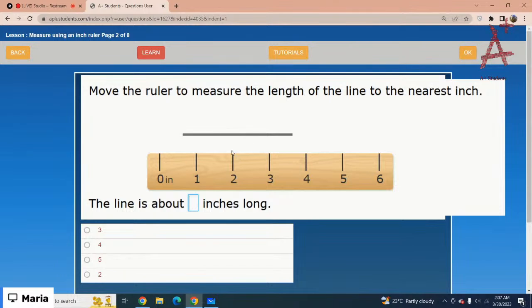Got it? So when you place the ruler with the line, I think it is lined up at 3. Got it? So the length of the line is 3 inches again. Got it? So it is 3 inches. The correct option is 3 inches long.